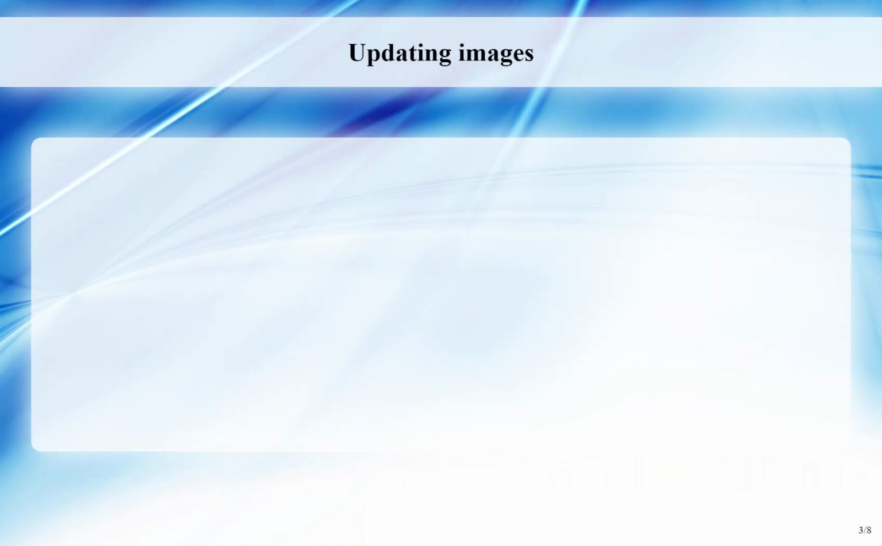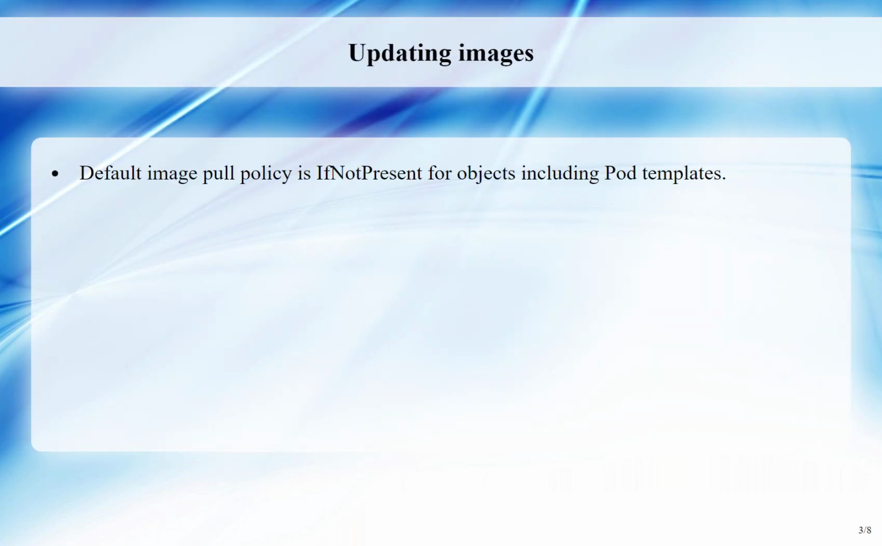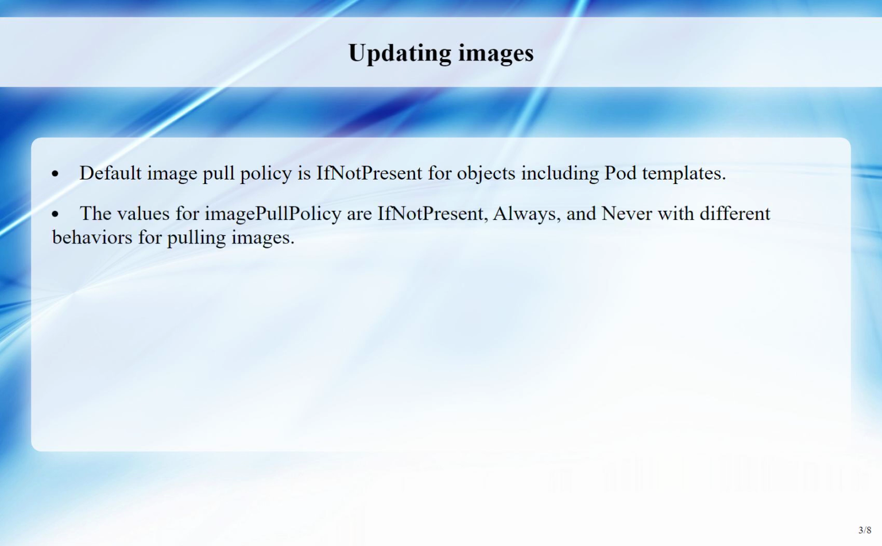Updating images. When creating a deployment, stateful set, pod, or any other object that includes a pod template, the default image pull policy is set to IfNotPresent, if not otherwise specified. This policy dictates when the kubelet attempts to pull the specified image based on the image pull policy set for each container in the pod. The values that can be set for image pull policy are IfNotPresent, Always, and Never.